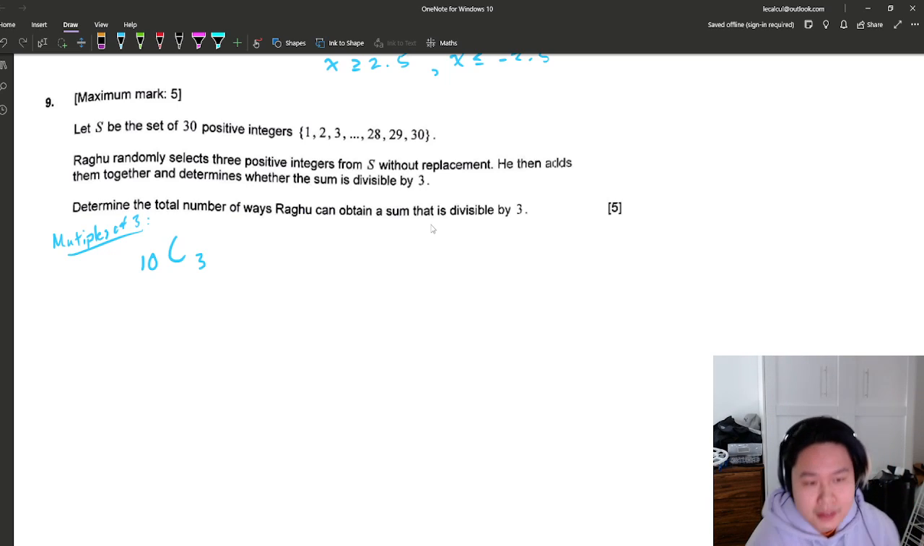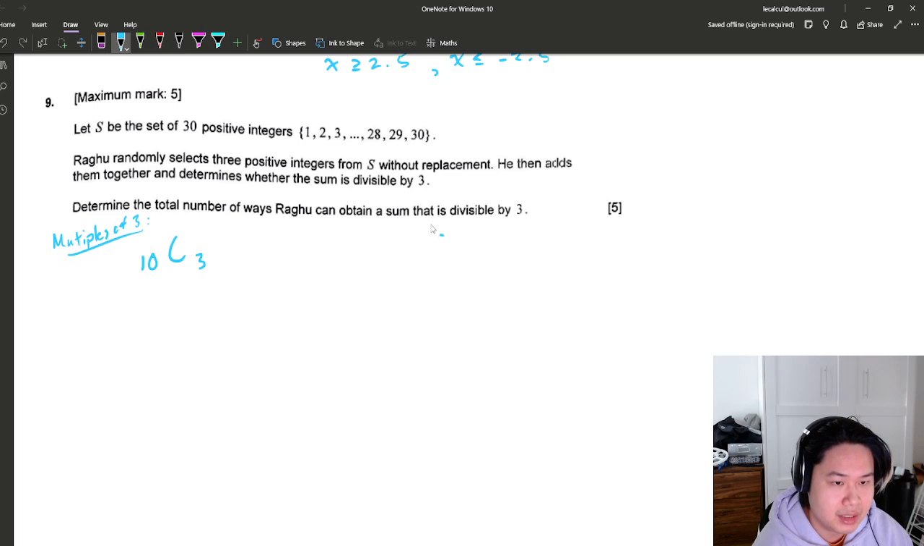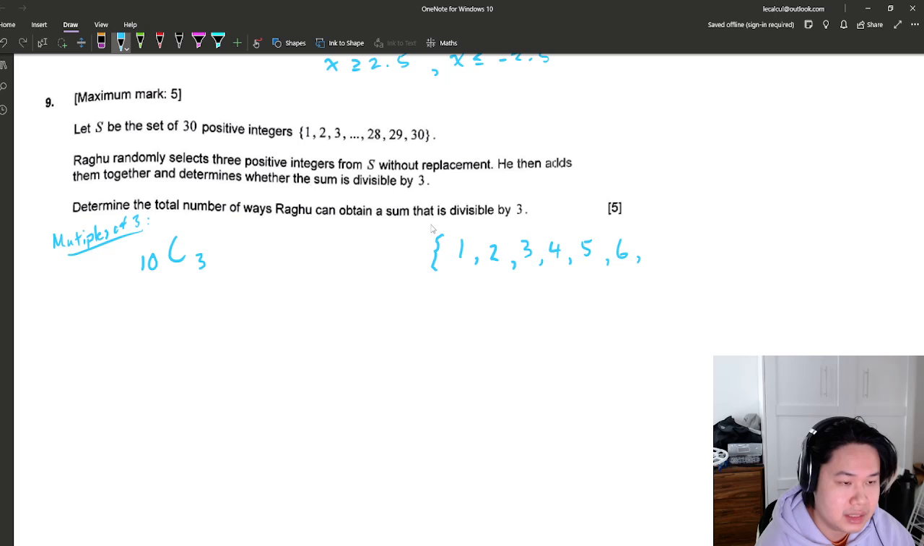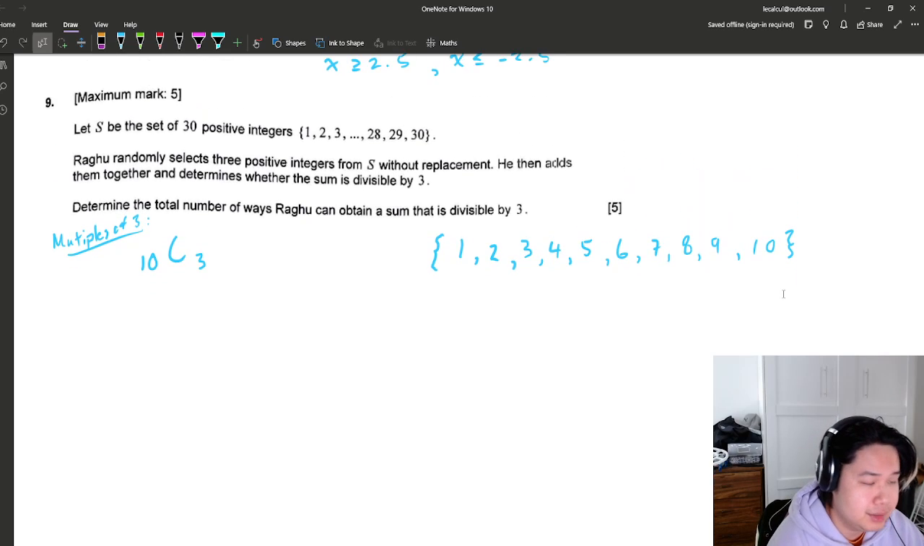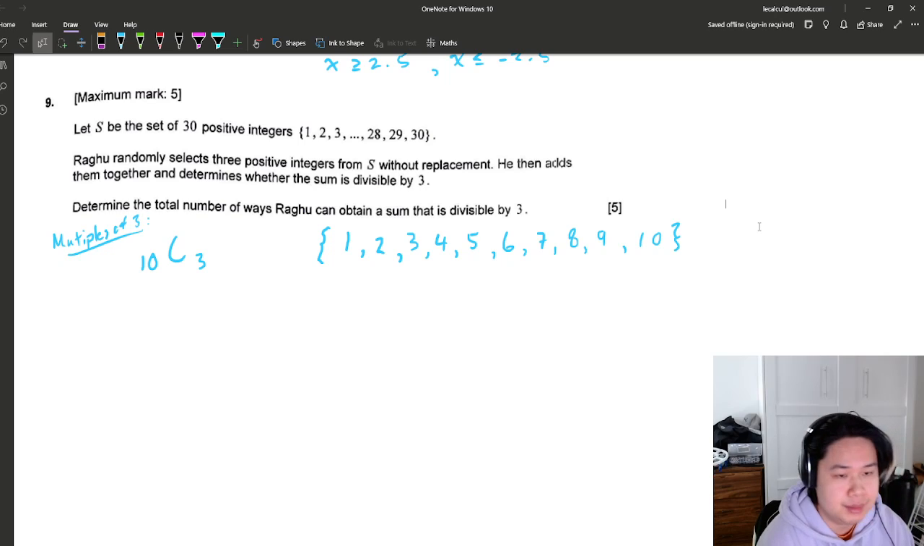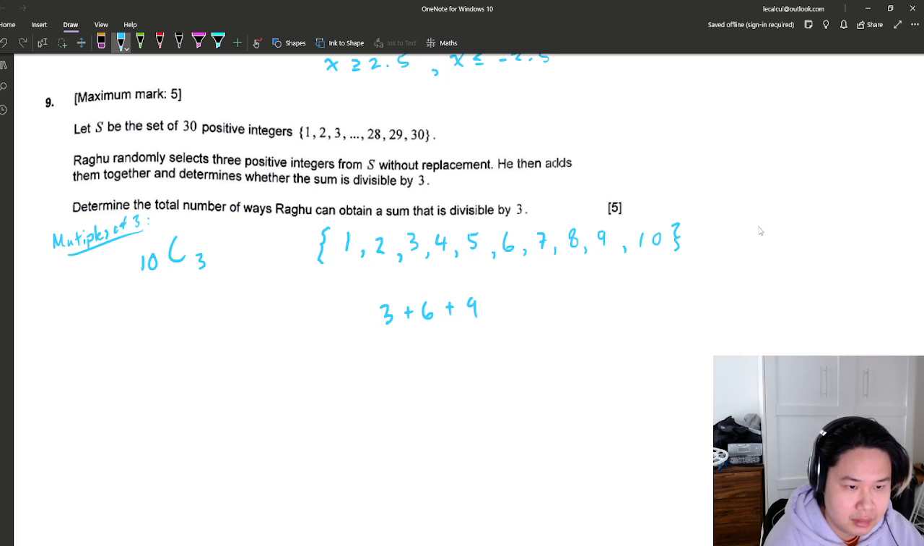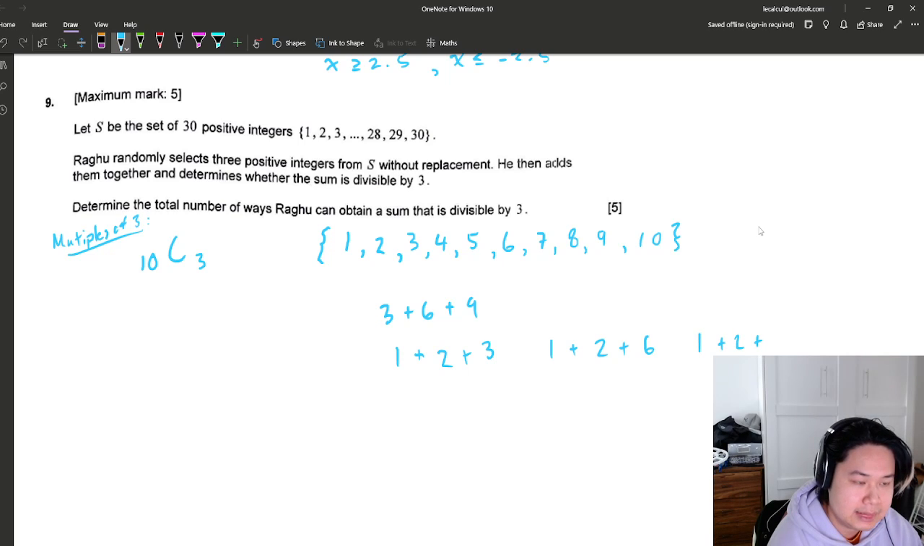Oh, I don't want to struggle on camera. You know what? Here. This is some trick that I learned. I'm going to see if there's a pattern. I'm going to use a smaller example so that there's less combinations that I have to worry about. So I could do 3 plus 6 plus 9. So those are my multiples of 3, right? I could do 1 plus 2 plus 3. I could do 1 plus 2 plus 6. 1 plus 2 plus 9.